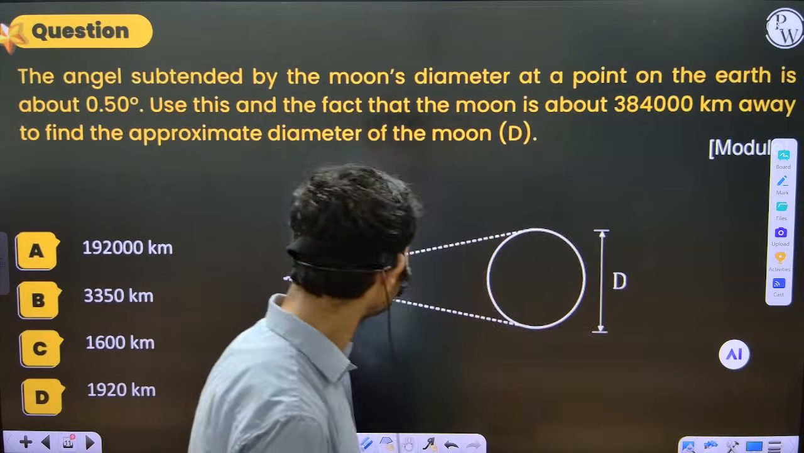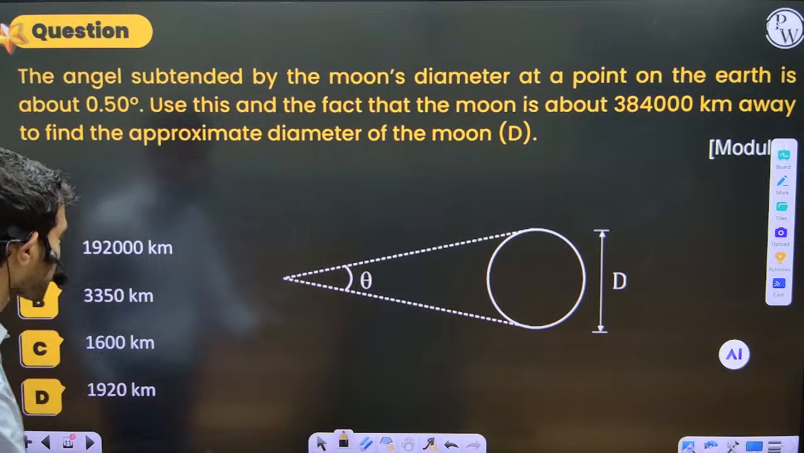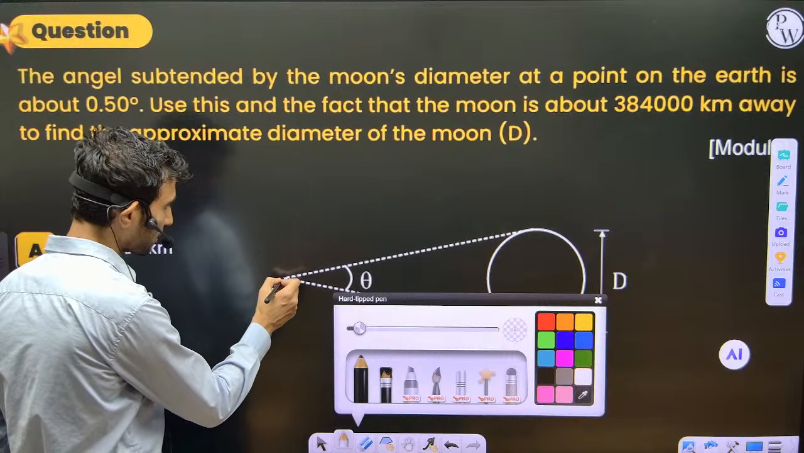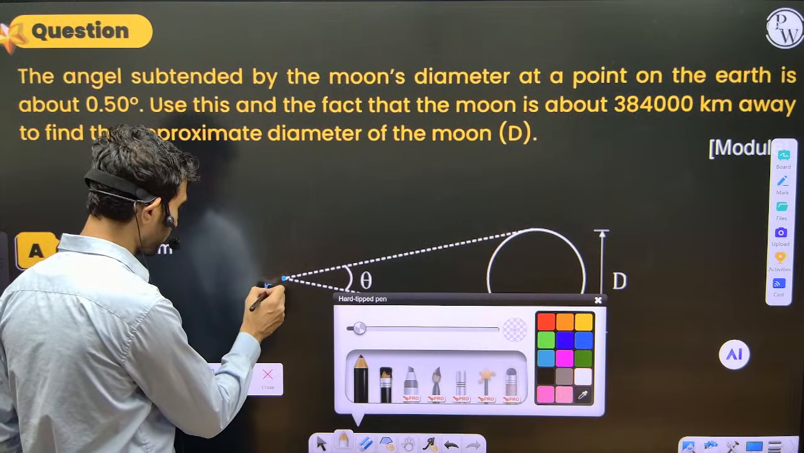So, read this question. What we have here is that there's a point here. Let's call it P.